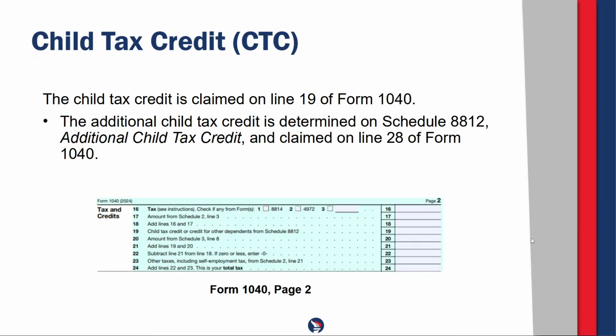Child tax credit is on line 19 of your 1040. Again, I don't worry about line numbers on 1040s. They move. Additional child tax credit is determined on Schedule 8812 and claimed on line 28 of the 1040. Well, that's the difference here. 19 is in the non-refundable credit section. 28 is in the refundable credit section.